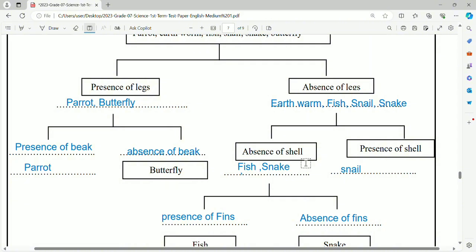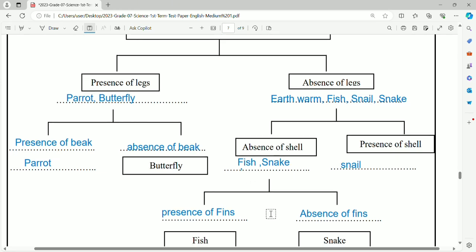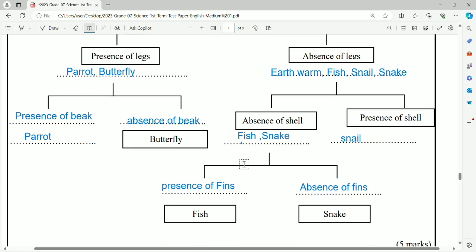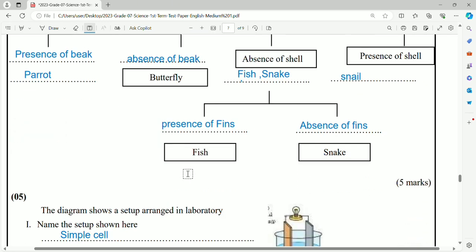Then absence of shell: fish and snake. Only presence of shell: snail. Snail has an outer shell on its body. Fish and snake can be divided based on fins. Fish has fins, snake does not have fins. So presence of fins, fish. Absence of fins, snake.